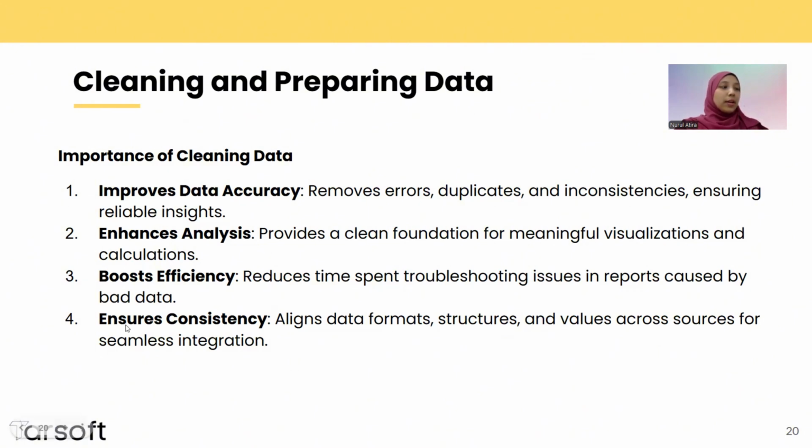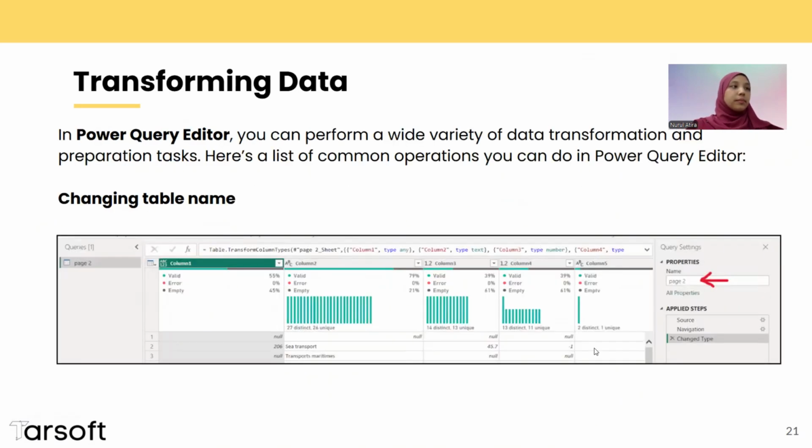On 4, we have ensure consistency, which aligns data formats, structures, and values across sources for seamless integration. First on the list, we have changing table names. In the Power Query window, you can perform a wide variety of data transformation and preparation tasks. This is a common operation that you can do in Power Query Editor. Changing the table names is really easy. You can just change it here.